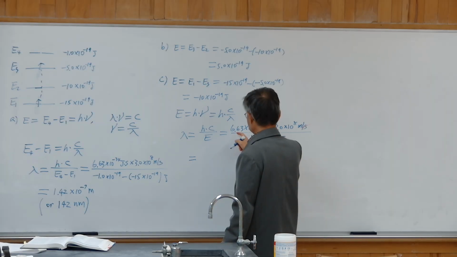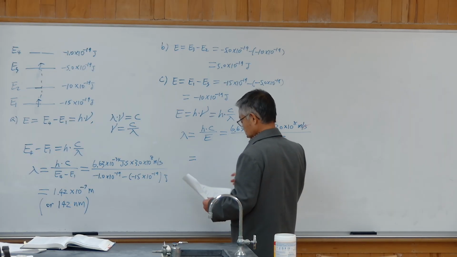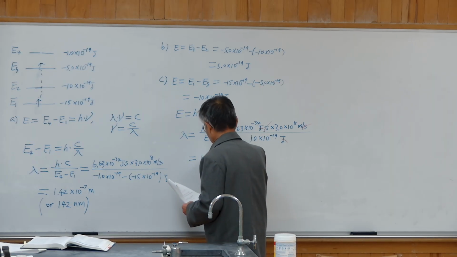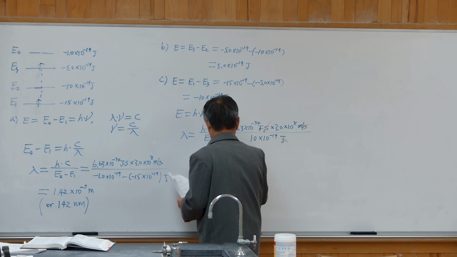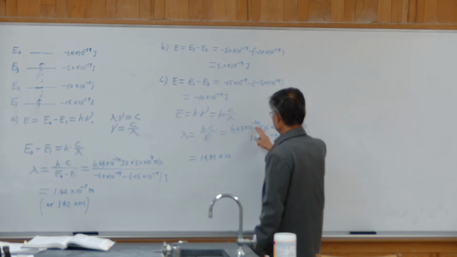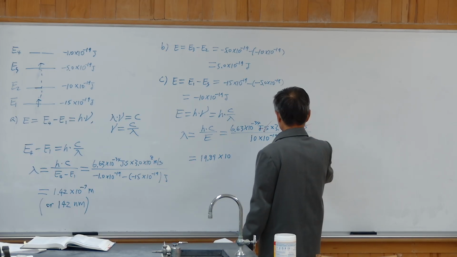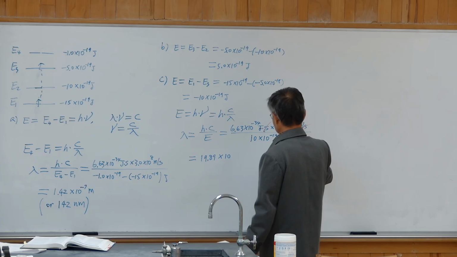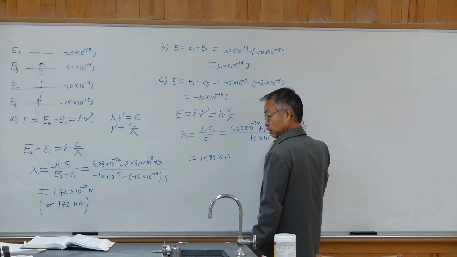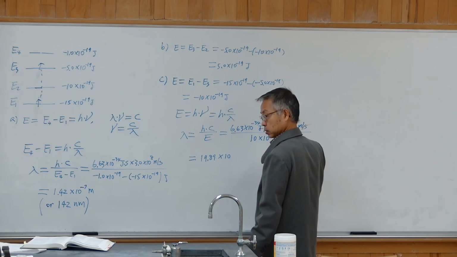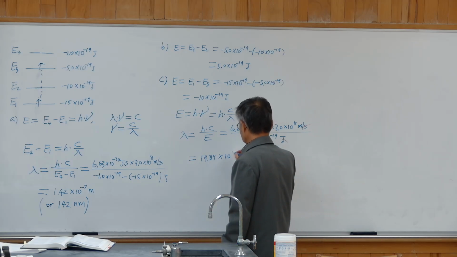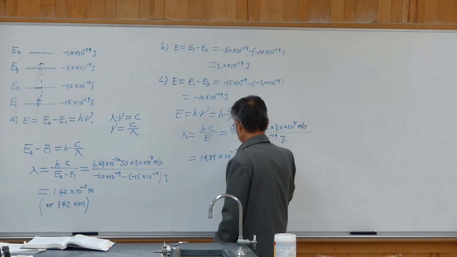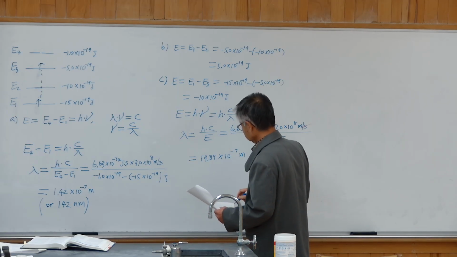So use the calculator, 6.63 times 3. This will be 19.89. Exponent negative 34 plus 8 minus negative 19, which is plus 19. 19.89. Then negative 34 plus 8 plus 19 will be negative 7, units meter.